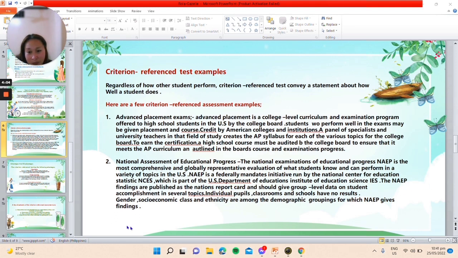The NAEP findings are published as the Nation's Report Card and should give growth level data on student accomplishment in several topics. Individual pupils, classrooms, and schools have no results. Gender, socioeconomic class, and location are among the demographic groupings for which NAEP gives findings.